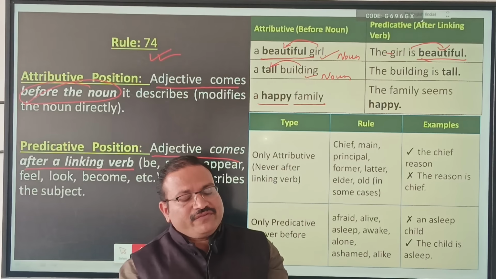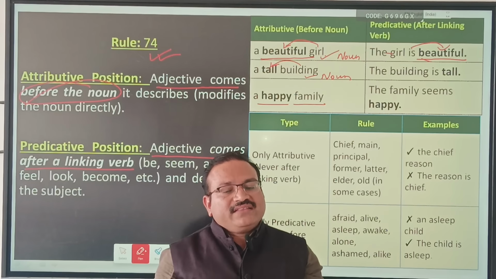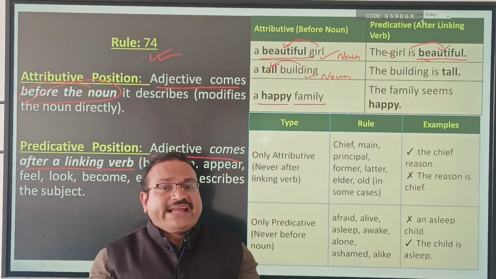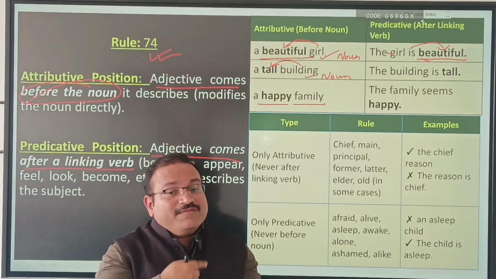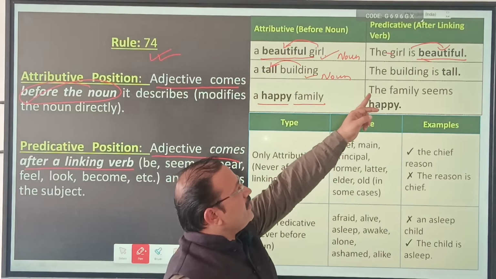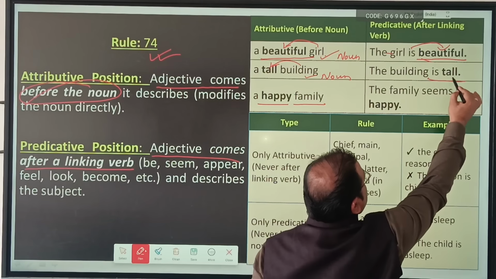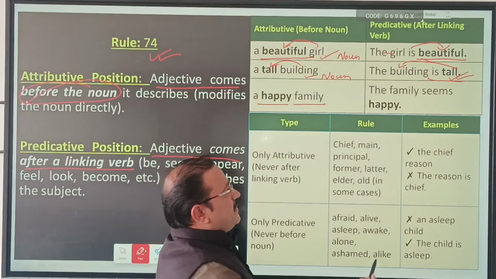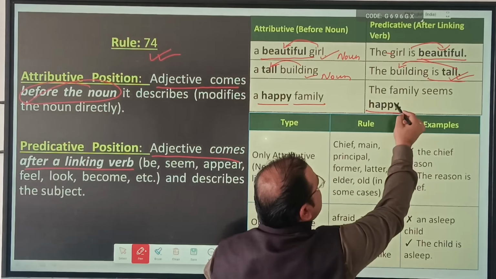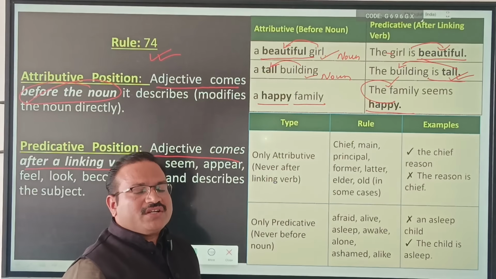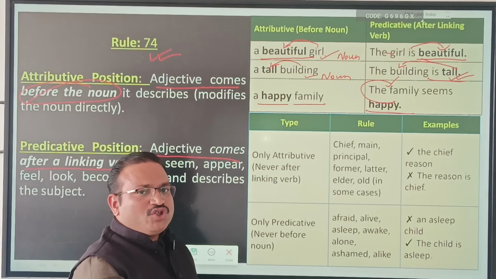One is attributive, जो noun के पहले आता है और उसको qualify करता है. And second one is predicative, जो verb के बाद आता है, linking verb के बाद आता है और subject को qualify करता है. The building is tall. You can see tall is qualifying what? Building. See the position of the adjective. The family seems happy. Happy coming for what? The family, qualifying the subject. So two positions, attributive position and predicative position.